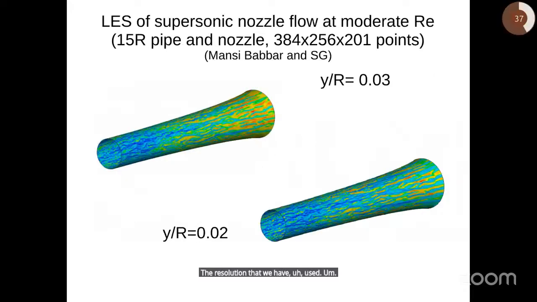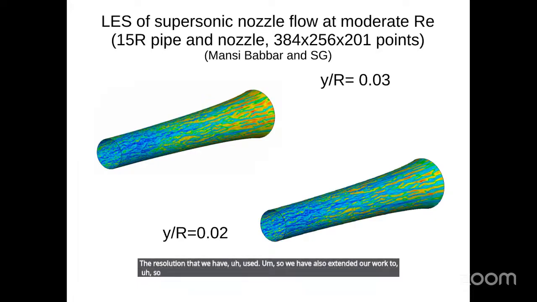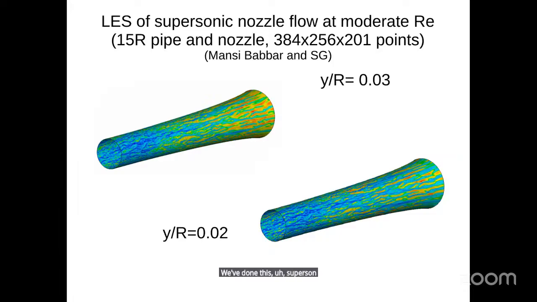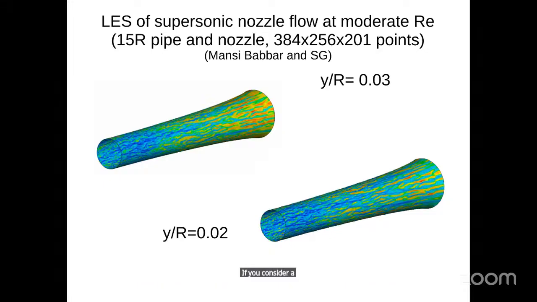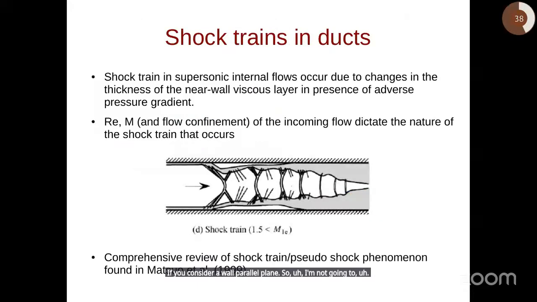We have also extended our work to, so this is basically Mansi's work, her ongoing PhD thesis. We have done supersonic nozzles at high Reynolds numbers, and you can see how the flow structures evolve in the nozzle if you consider a wall parallel plane. I'll not go deeper into these topics.